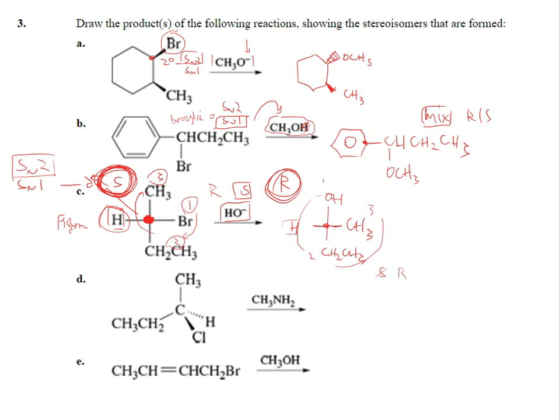If we look at D, here's the halogen group, right? That halogen's on a carbon with 2 others. So this is secondary. So SN2 can happen, SN1 can happen. All right, so which one's going to be preferred?